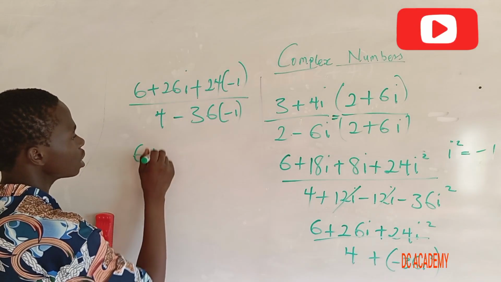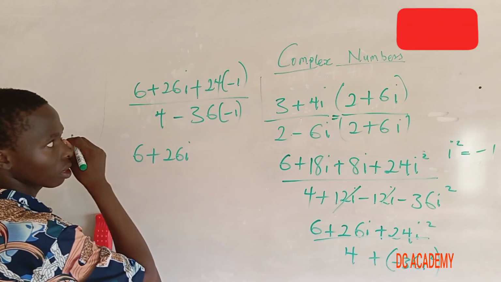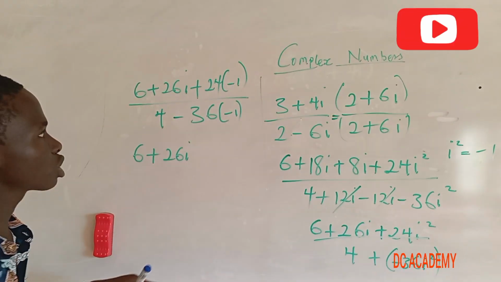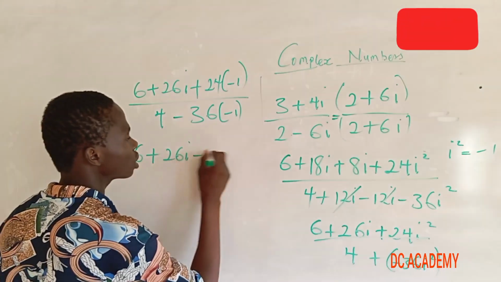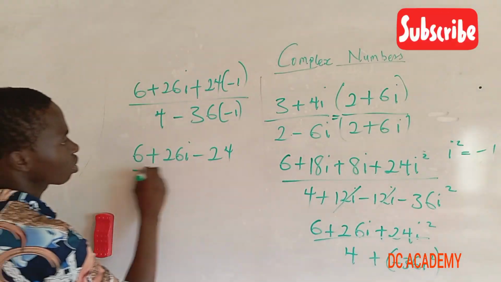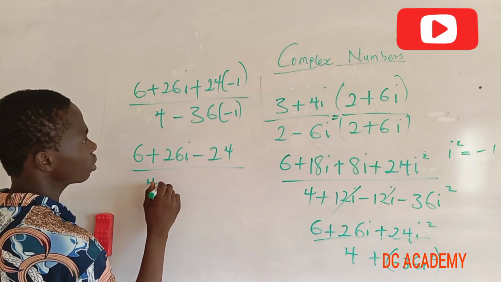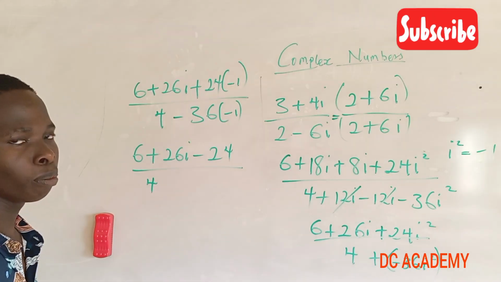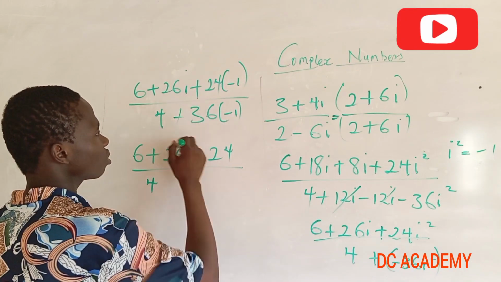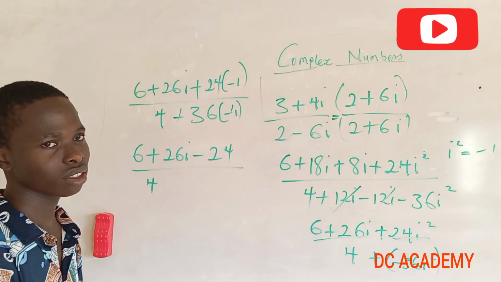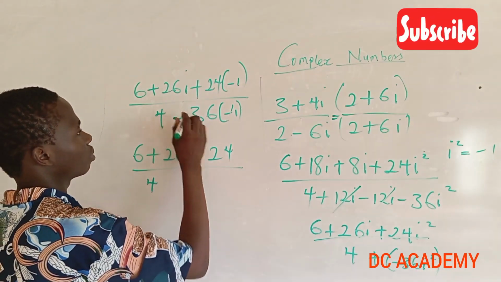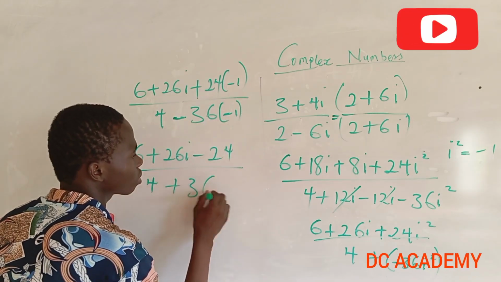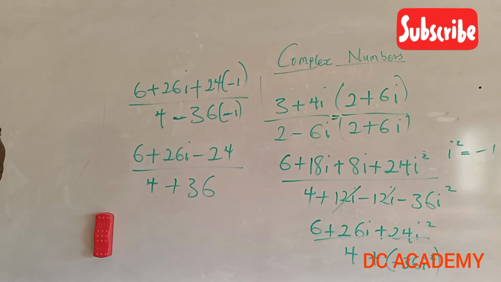Now, we have 6 plus 26i, and then plus 24 times minus 1 will give us minus 24. Now it's what? Minus 24. And then for the denominator, minus 36 times minus 1. Now, minus and minus is plus. So we can just change this and we now have a positive sign. The minus 36 times minus 1 is actually plus 36. Hope you are getting it.